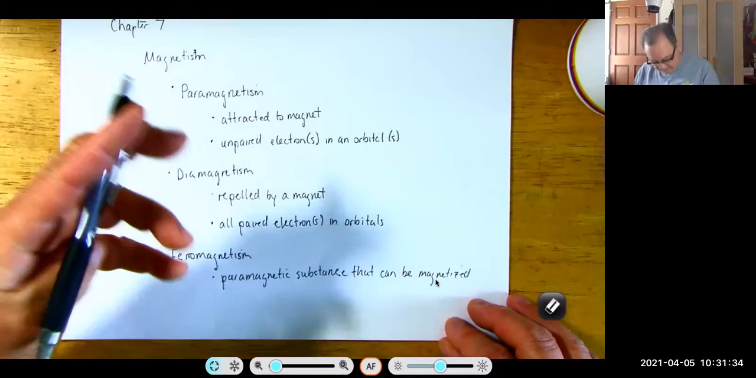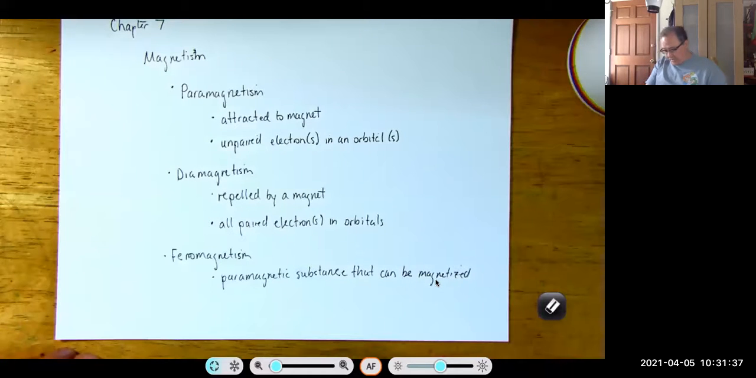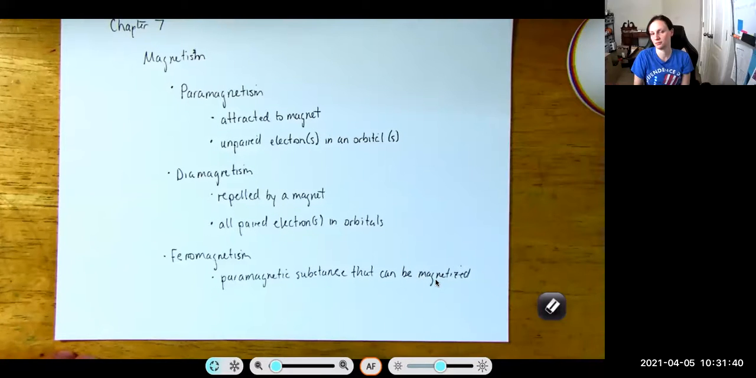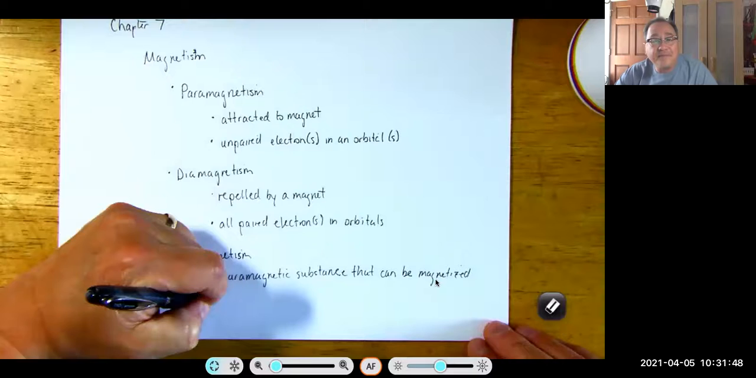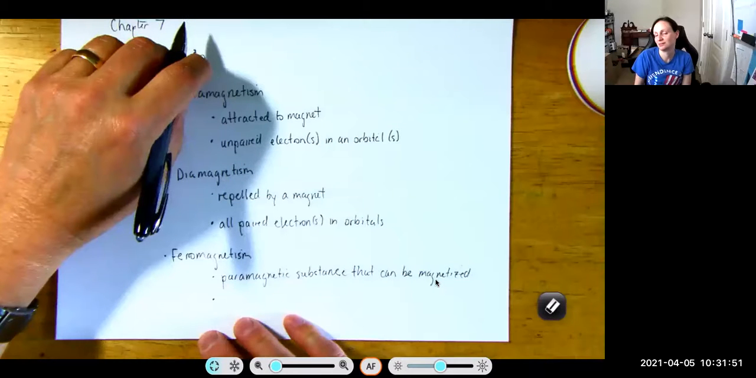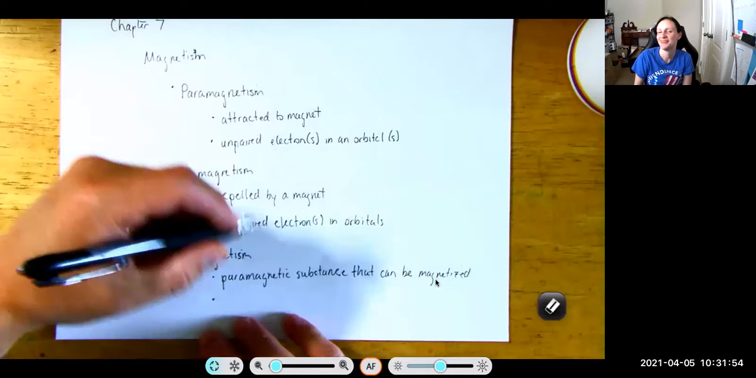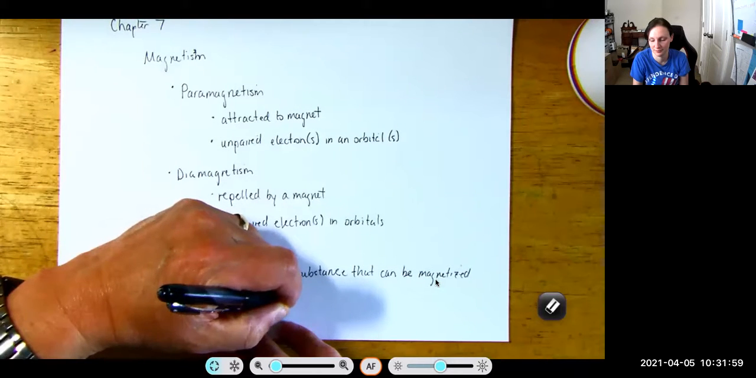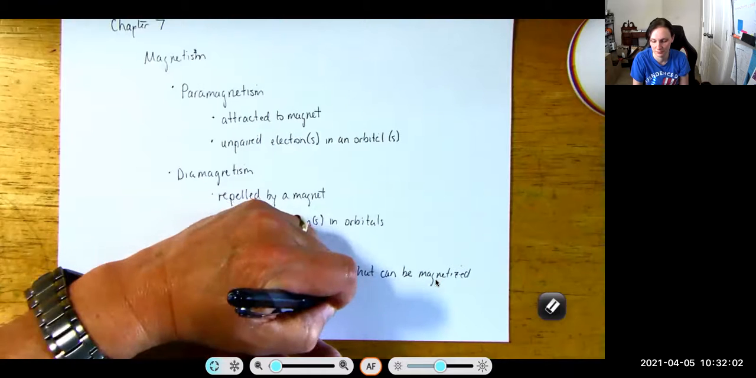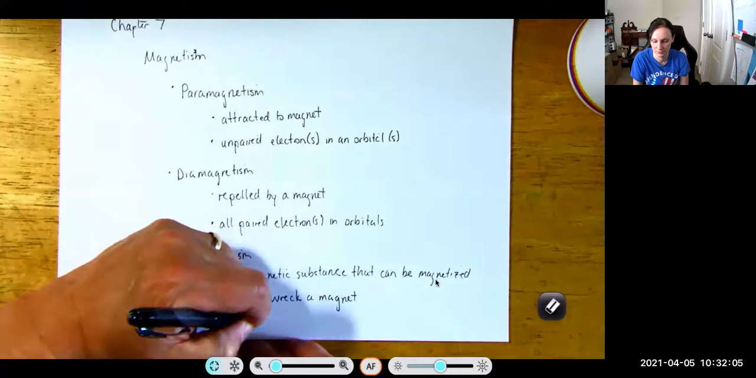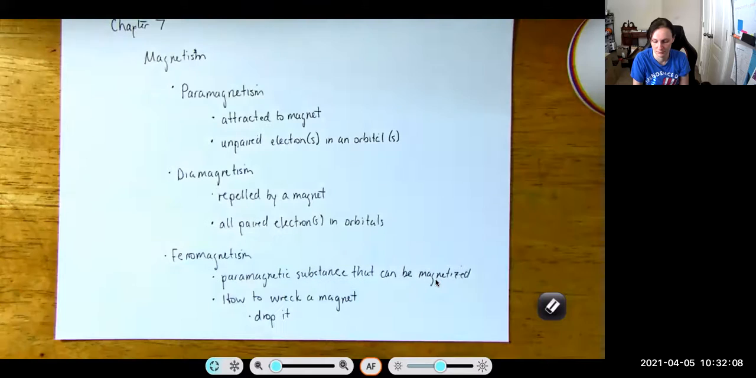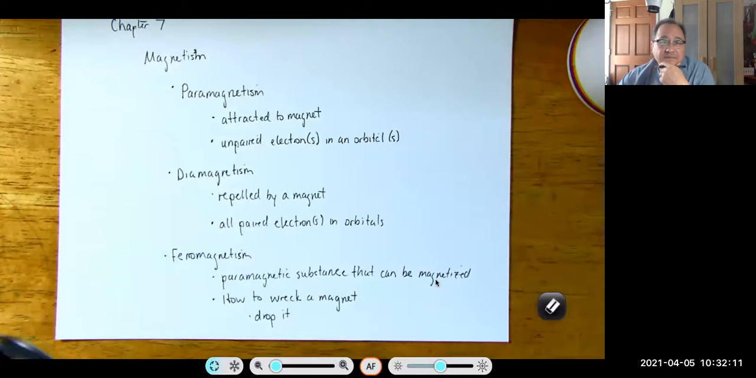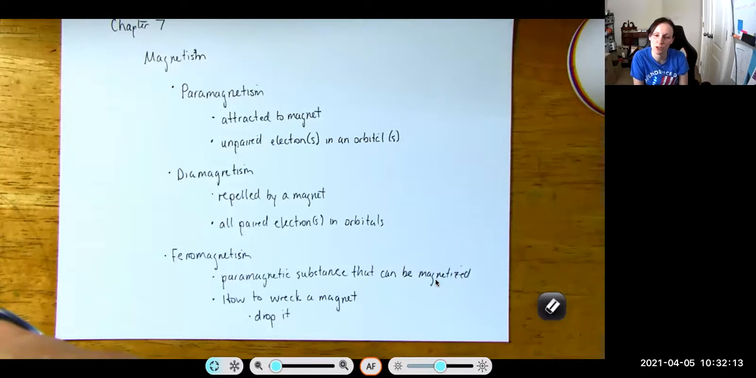I don't know. Well, all those electrons are aligned, right? Yeah. How do you get them unaligned? Take them away from the magnet. What's that? Take them away from the magnet. You can't take them away from the magnet. I don't know. Drop it. Oh, how would that change it?